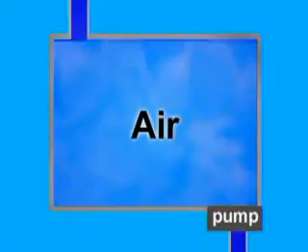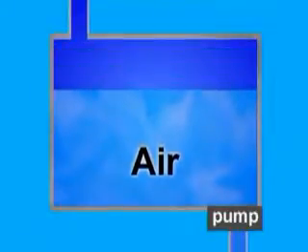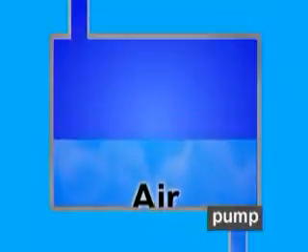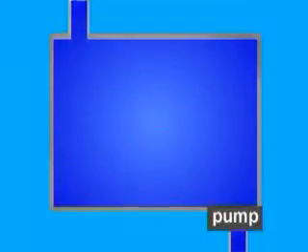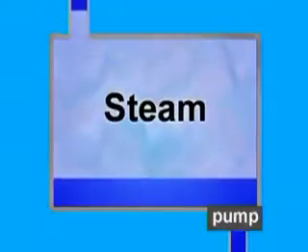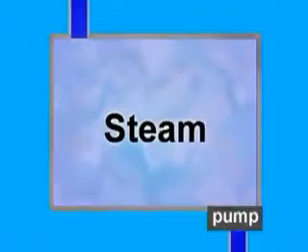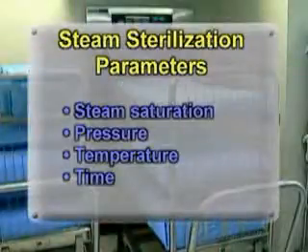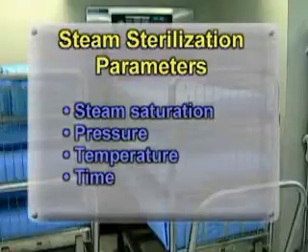Pre-vacuum sterilizers are similar to gravity displacement sterilizers, except that they are fitted with a vacuum pump to ensure that air is removed from the sterilizing chamber and from the load before the steam is injected. A pre-vacuum sterilizer is considered more efficient in removing air than the gravity sterilizer. There are 4 parameters that affect the steam sterilization process: steam saturation, pressure, temperature, time.